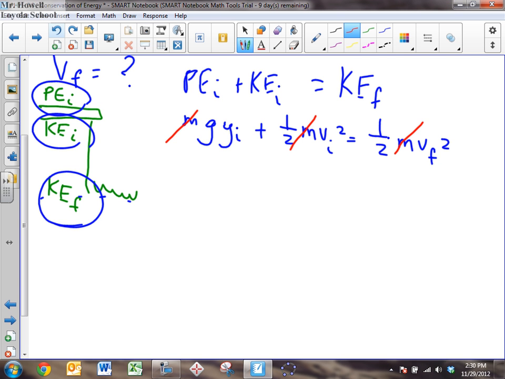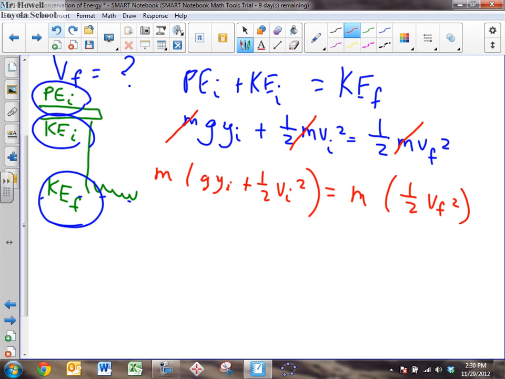What about this? Think about it this way, Steph. Factor out an m. You have gyi over here, and on this side, you have gyi plus 1/2 vi squared. And on this side, you can technically factor out an m also. And see how the m factors out on both sides? That's why they can cancel, really. That's the reason. So what we're left with is what we see inside the parentheses here.